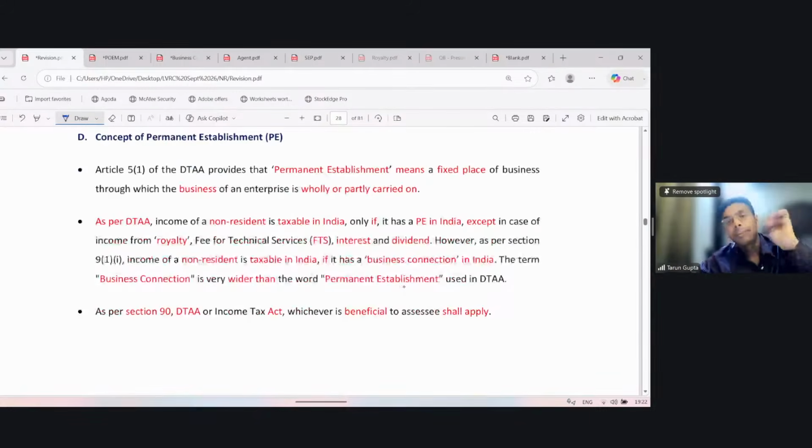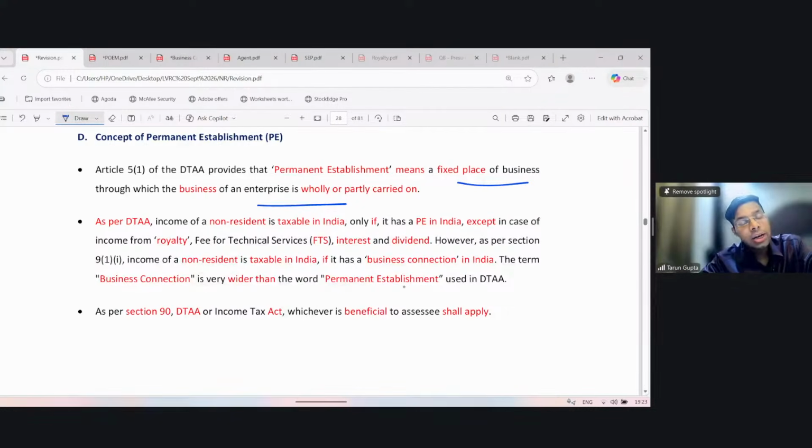The concept of PE. As per Article 5(1) of the DTAA, PE means a fixed place of business through which the business of the enterprise is wholly or partly carried on. As per DTAA, income of a non-resident is taxable in India only if it has a PE in India, except in case of income from royalty, FTS, or interest and dividend.